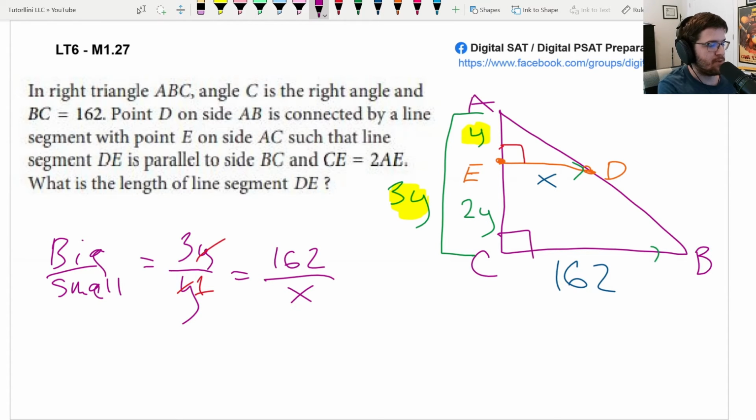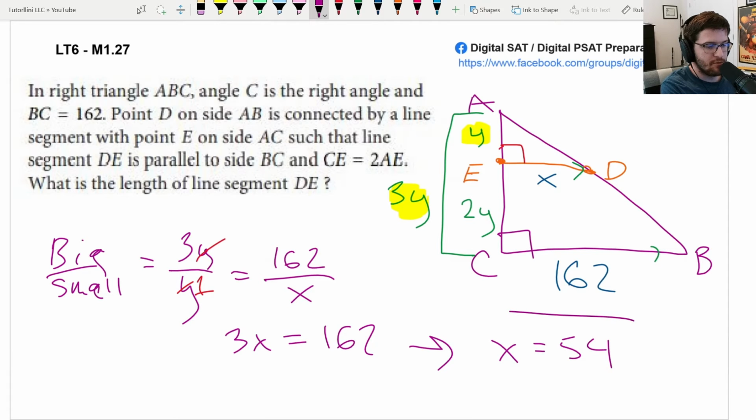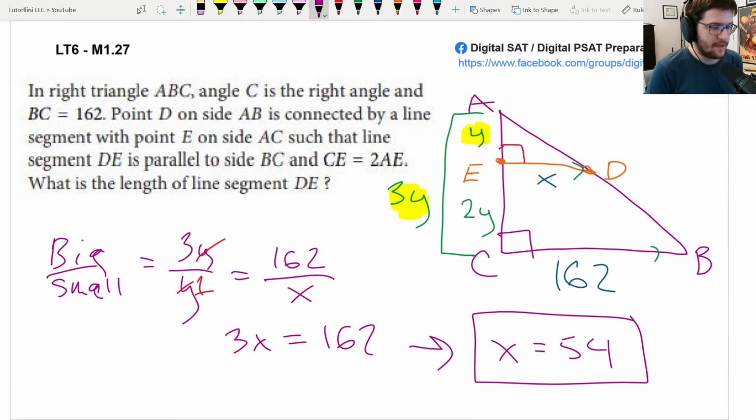Let's see, now I'm going to cross multiply, so I get 3x equals 162. And let's see, what's 162 divided by 3? I get x equals 54, which is the answer.